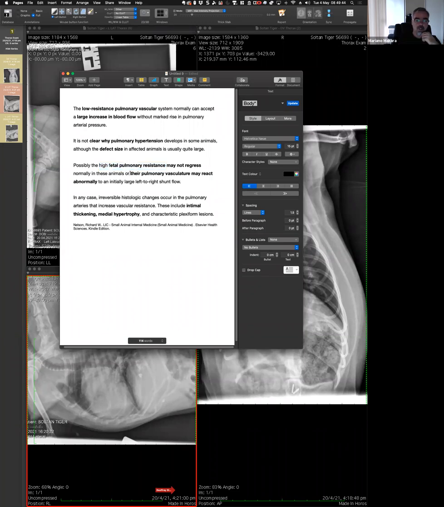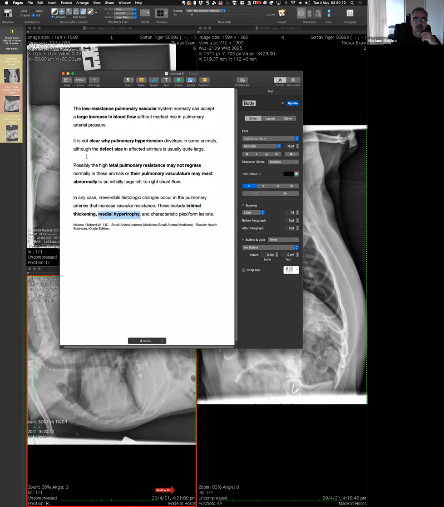And then in other dogs, and this is probably more related to this case or to the defect size, it is about how the pulmonary arteries react to this increased pulmonary volume. Some dogs react by producing pulmonary hypertension or remodeling of the arteries. And then basically what happens is intimal thickening and medial hypertrophy.